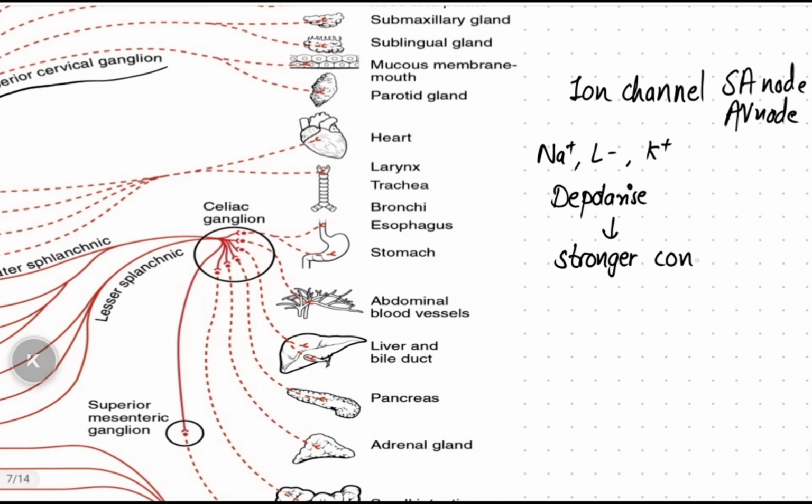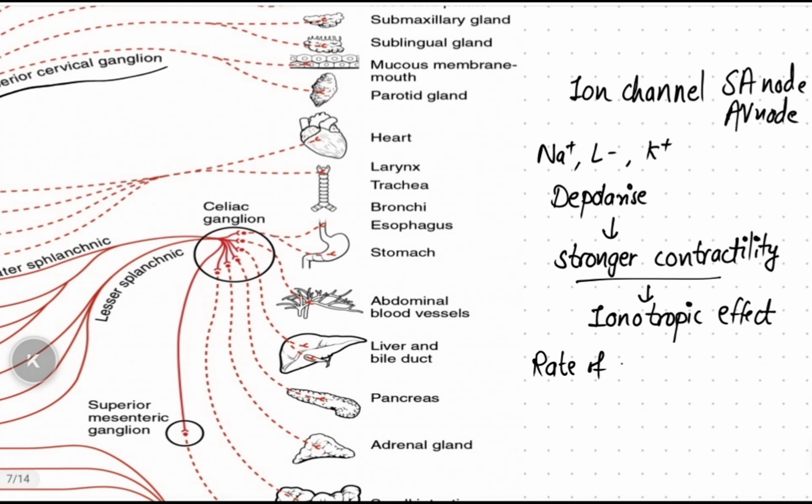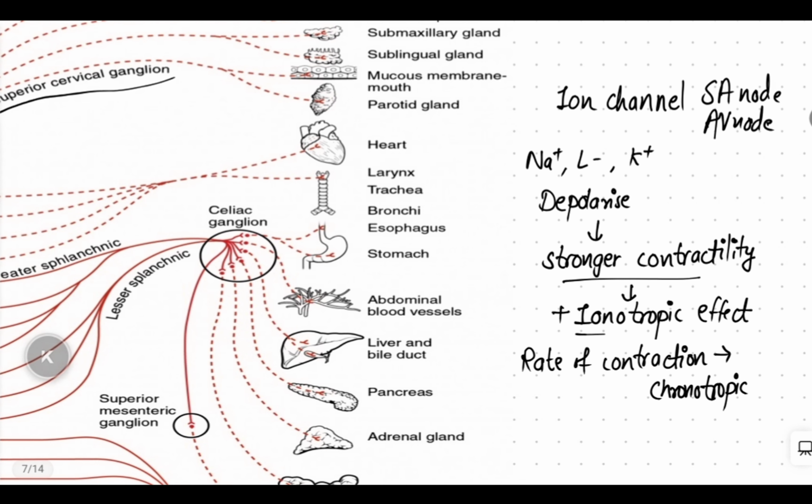stronger contraction. Okay, and what effect we call when the heart is contracted strongly, we call this as ionotropic effect. Okay, so there is increase in the ionotropic effect, and it also increases the rate of contraction. Okay, when we increase the rate of contraction, we call this effect as chronotropic effect. So there is a positive effect on both ionotropic and chronotropic action.